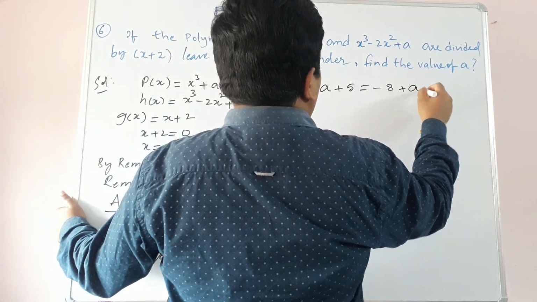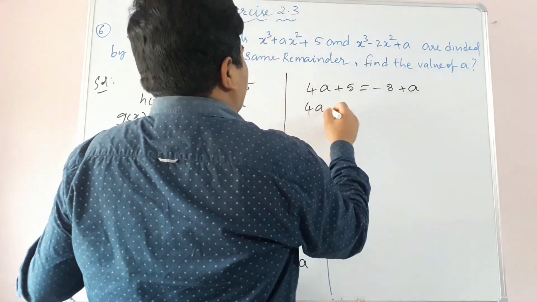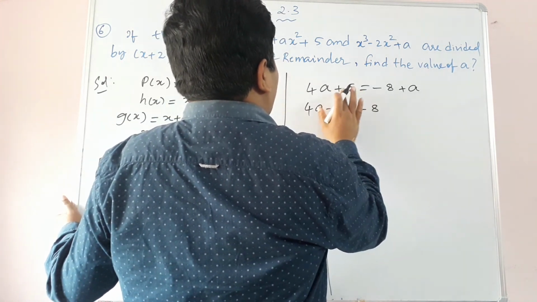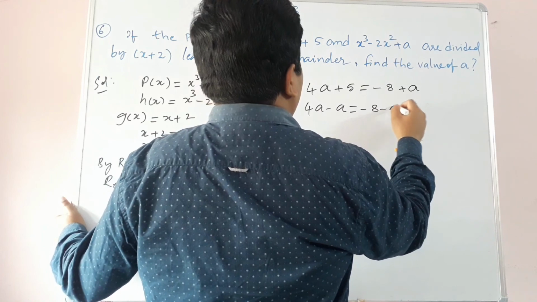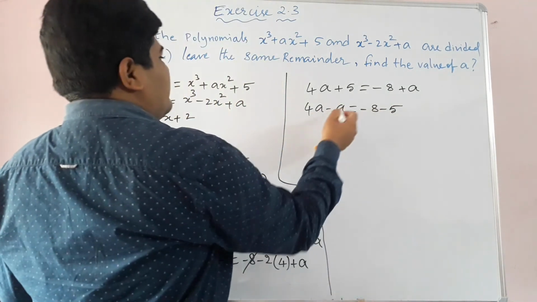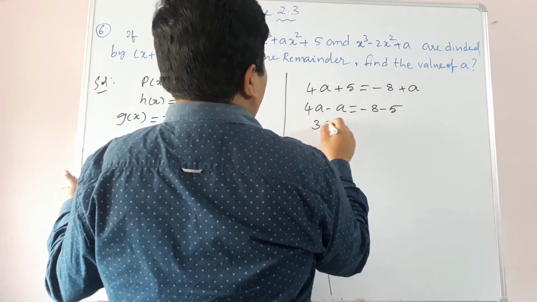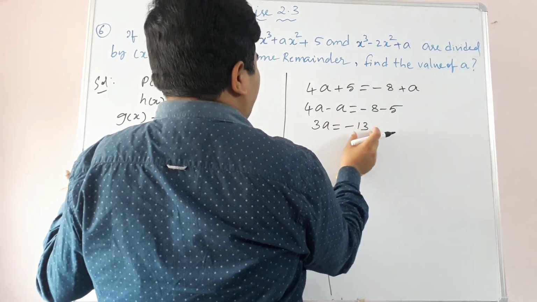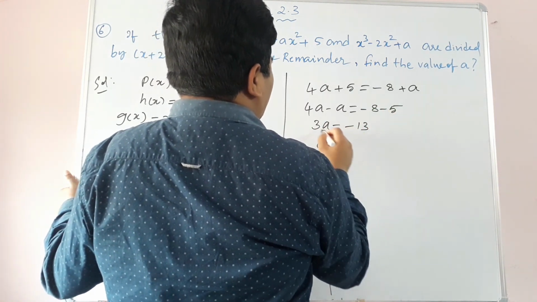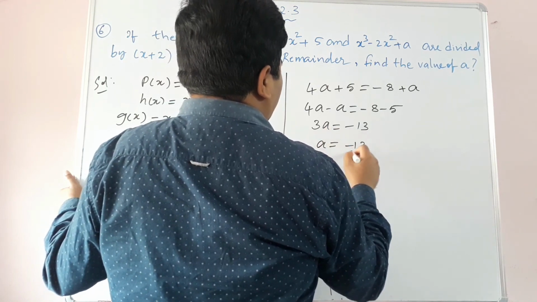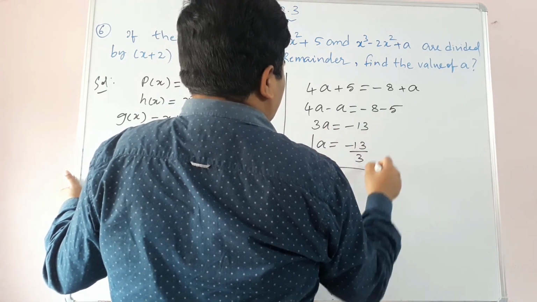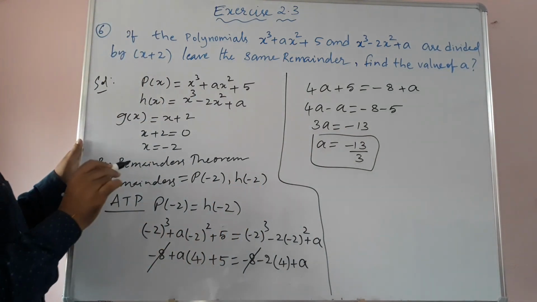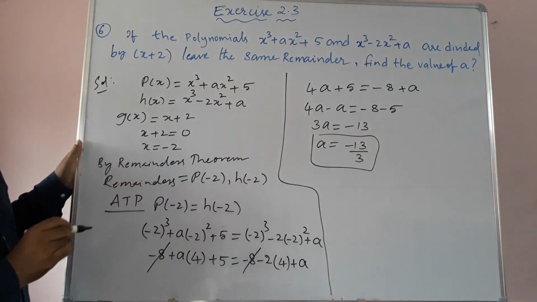Now just transpose plus a to the left hand side, that is 4a minus a, that is equal to negative 8. So plus 5 becomes minus 5. Okay. So children, 4a minus a is 3a. Okay, so 3a is equal to negative 13. Minus 5 is minus 13. And a is equal to negative 13 by 3. So children, finally this is the answer. A is equal to negative 13 by 3.